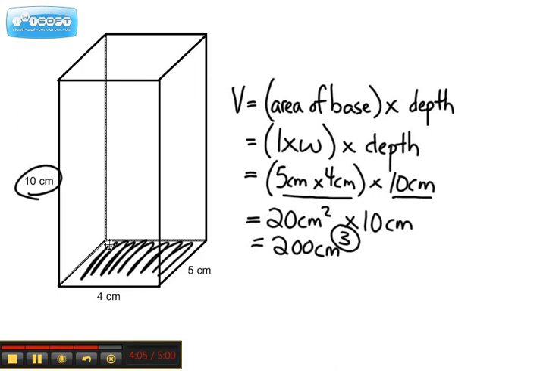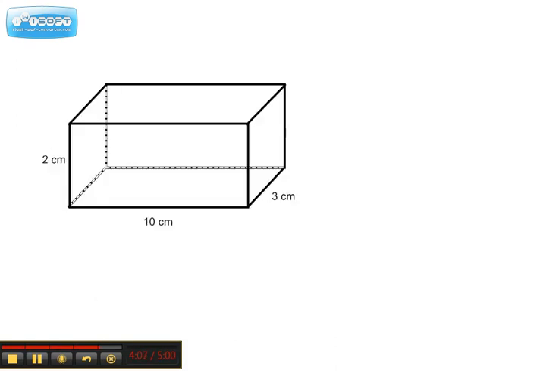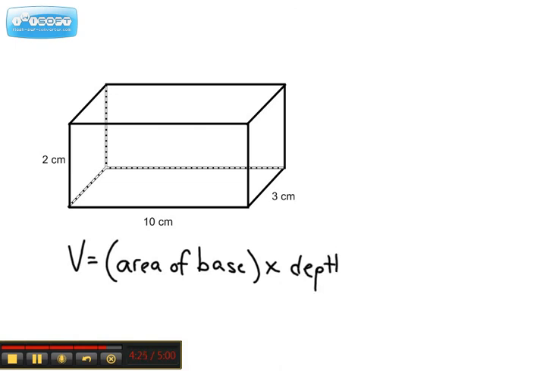All right, now it's your turn to practice. There's an example. I'm not going to show you the solution. It's your turn to practice. Remember what the formula for the volume of a rectangular prism is. Volume equals, find the area of the base and multiply it by the depth of the entire object. Good luck.